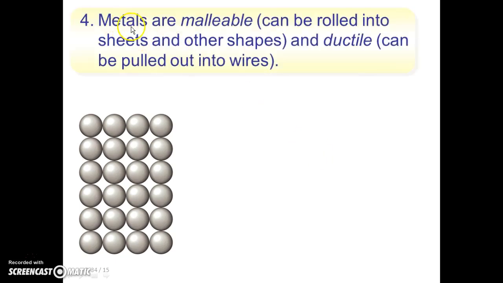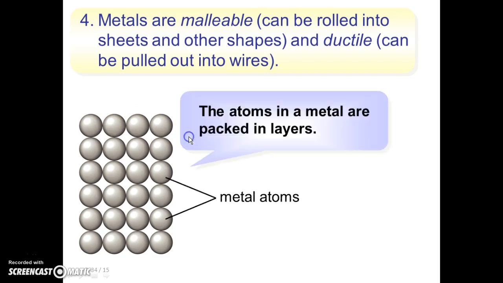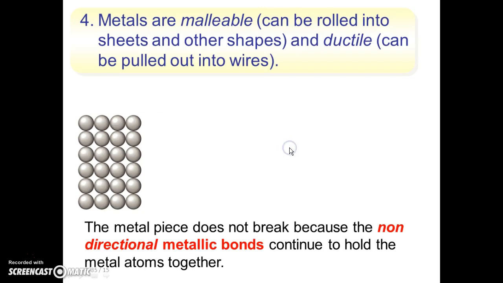This one is a little bit difficult to explain. Metals are malleable, which means they can be rolled into sheets and other shapes, and ductile, which means they can be pulled out into wires. Originally the metal atoms are packed closely together as solids. But the metal piece does not break because the non-directional metallic bonds continue to hold the metal atoms together.